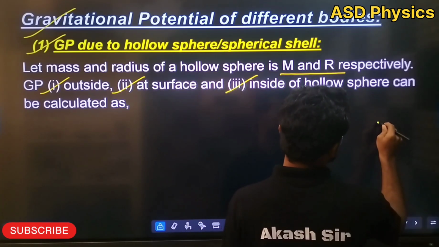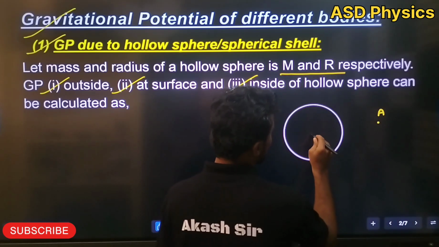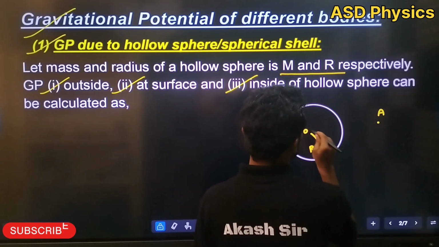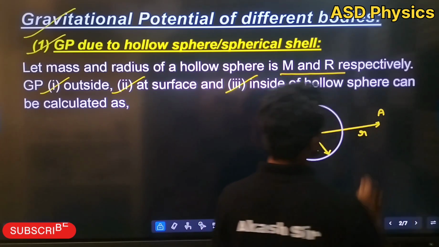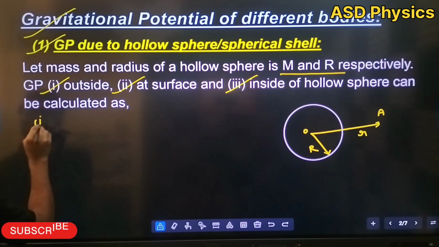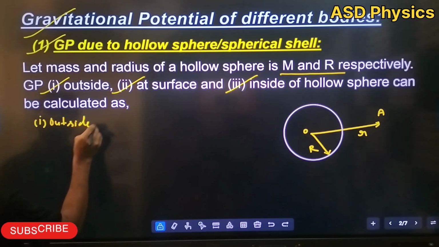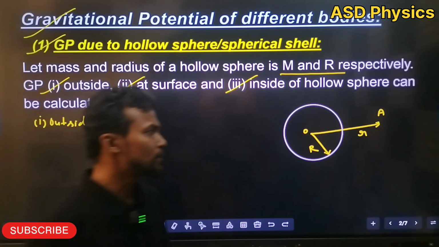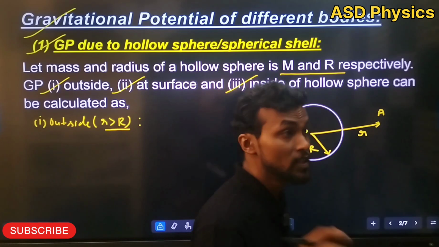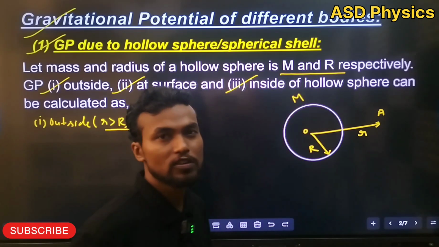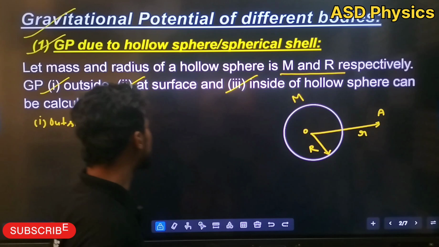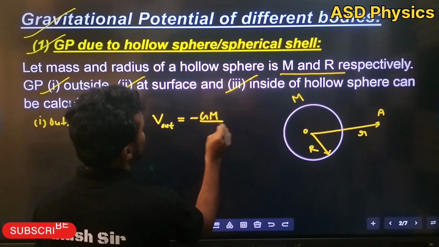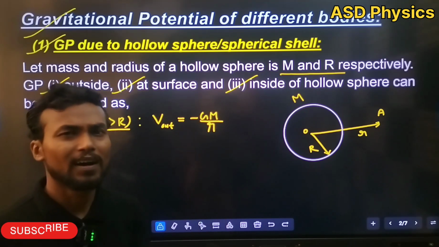First I have taken one point A, and let's take the radius of this shell as capital R, and the distance from the center to the observation point I have taken as small r. If I talk about outside, here small r is greater than R. Whenever the observation point is outside, the total mass of the sphere can be concentrated at its center, and in this situation we just write the formula of gravitational potential due to a point mass: minus GM by r, very simple.